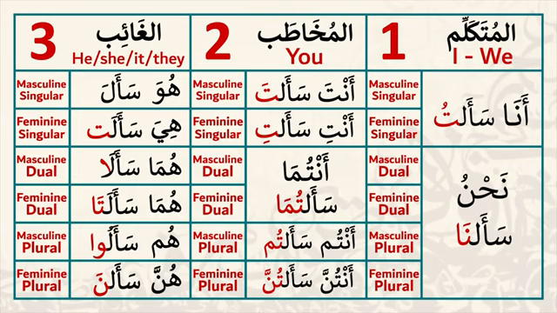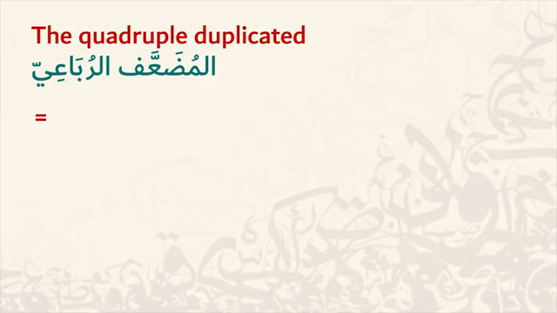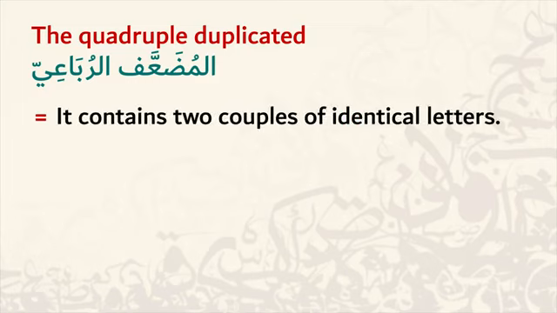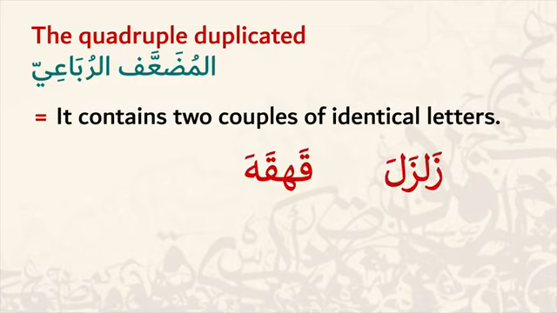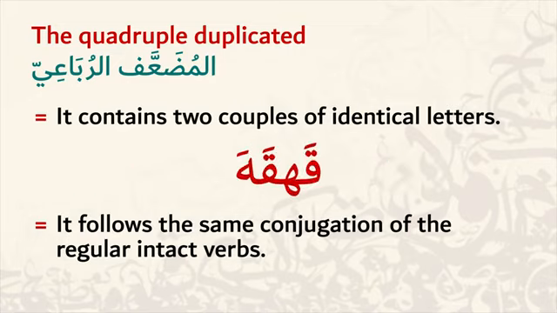The third type follows the same conjugation as the quadruple duplicated, المضاعف الرباعي, the verb that contains two couples of identical letters. We gave examples in the previous lesson like زلزل, قهقه, عسعس. This type also follows the same exact conjugation of both intact and مهموز. We add the same suffixes with the same vowels. Let's conjugate the verb قهقه, which means to giggle, in the past tense.